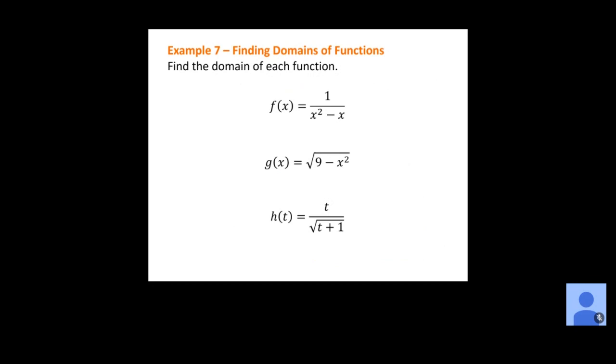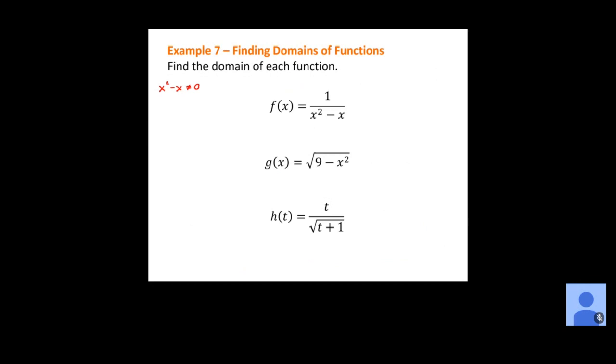All right, example 7. Now we want to find the domain of each of these functions. Okay, so if we look at the first one here, remember our restrictions from the previous unit. We know that denominators can't be 0. We know that radicals can't have negatives inside, right? So we look at the first one, we have a denominator with an x in the denominator. I'm going to say in this case that x squared minus x cannot be equal to 0.